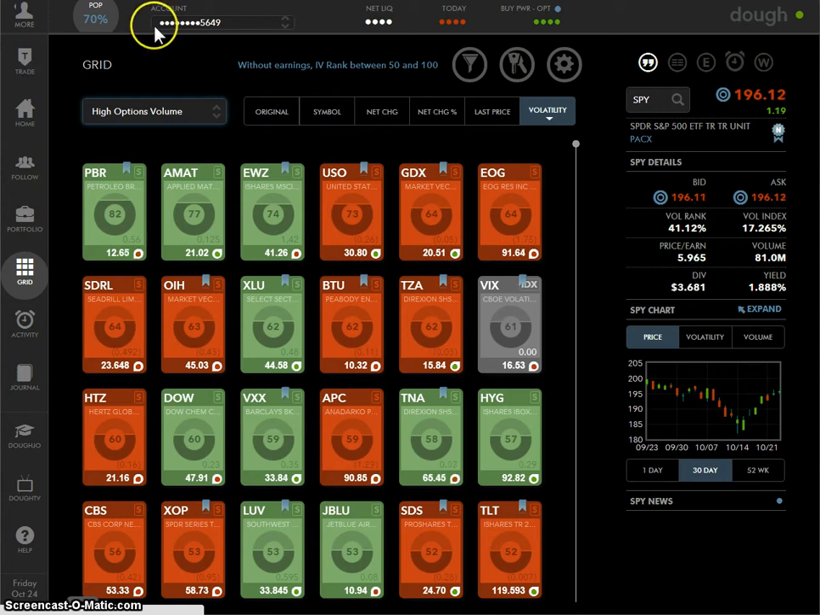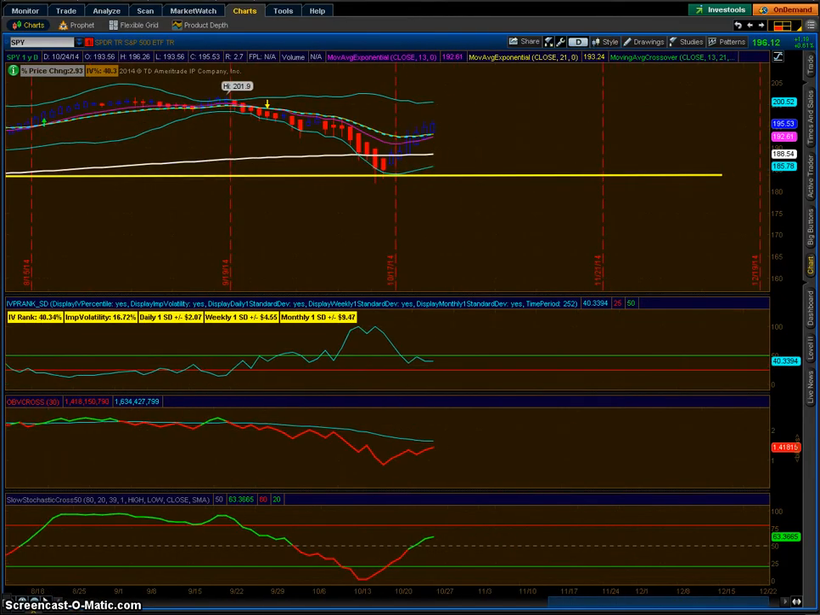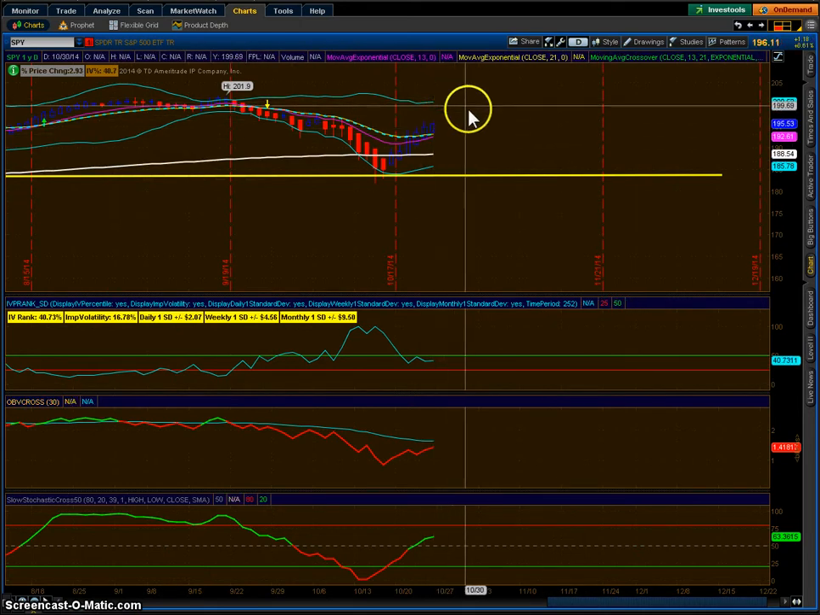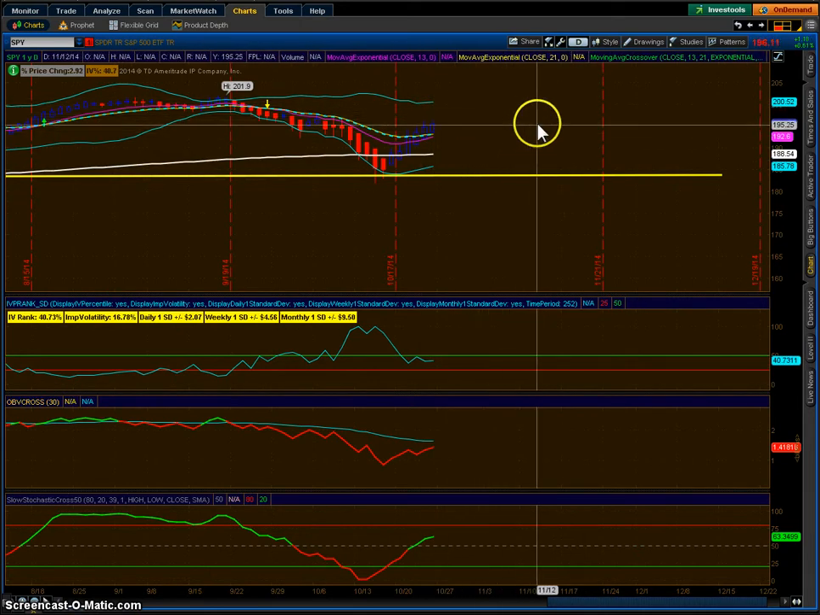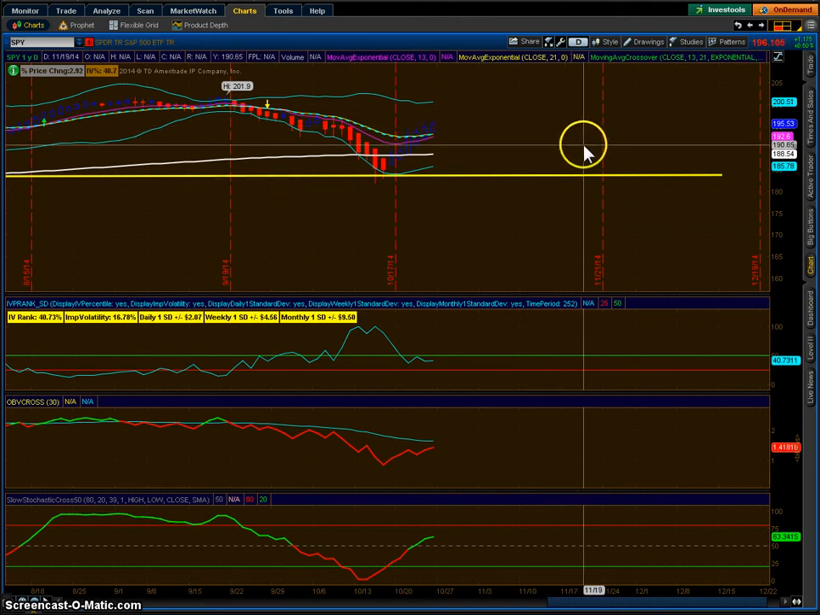But that doesn't expire till November. That doesn't expire till November expiration, so I've got a lot of time. Even if it does climb as high, I've got time for it to come back down. And like I said, I kind of wanted to pin around that 190 area, 189 area. Actually, it's down here.